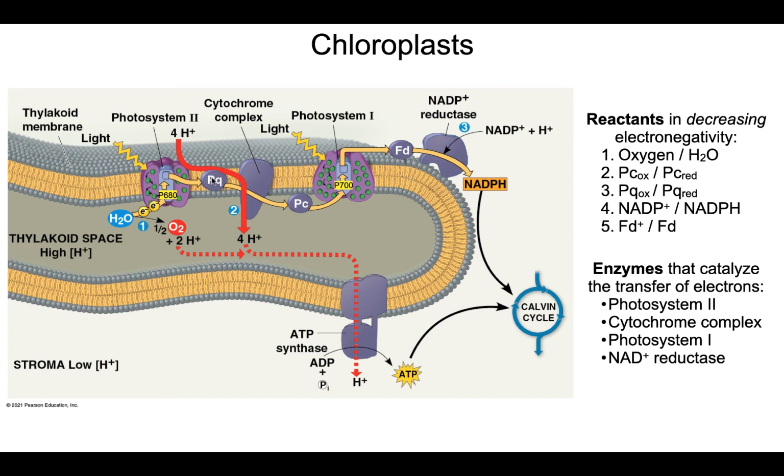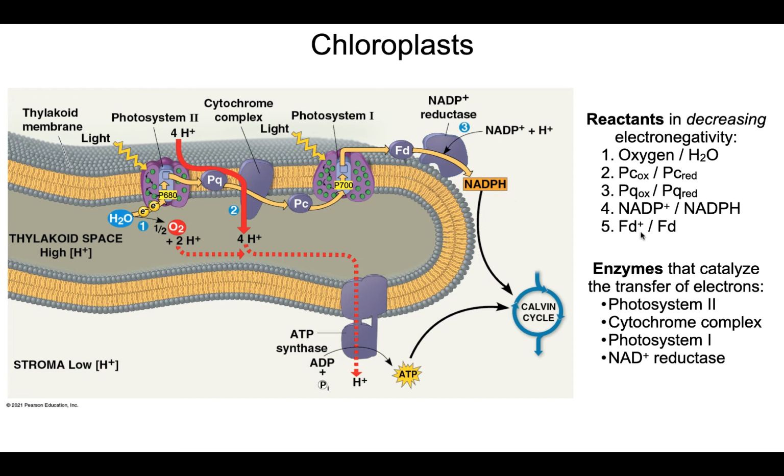Plastoquinone is evolutionarily related to Q that we saw in the mitochondria. And like Q, PQ is hydrophobic, so it lives within the membrane. Plastocyanin, since it's hydrophilic, exists out here, floating around, associated with the outside of the membrane. Then we've got our NADP plus and NADPH. That is right here, NADPH, NADP plus. That is similar in structure to NAD plus and NADH.